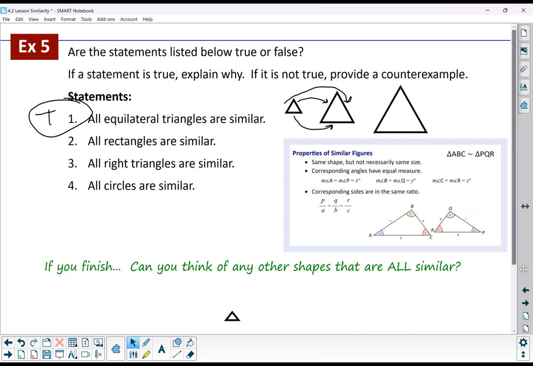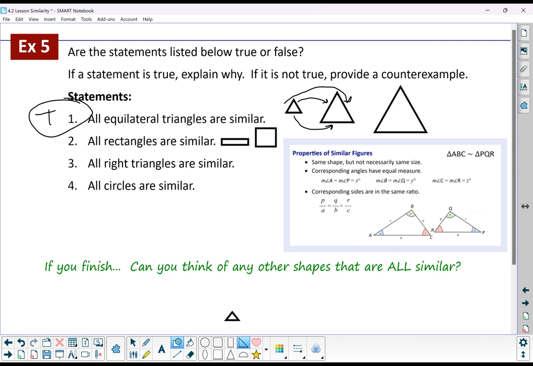The next one is about rectangles. So maybe think for a second if you think all rectangles are similar, and if you can explain why, or if you can provide a counter example. Here's a good counter example. Those are both rectangles, but they are definitely not similar.